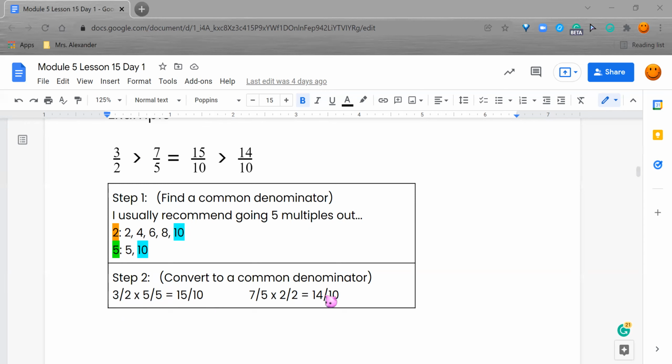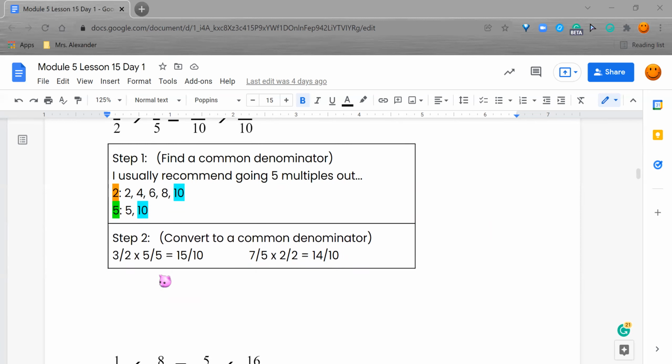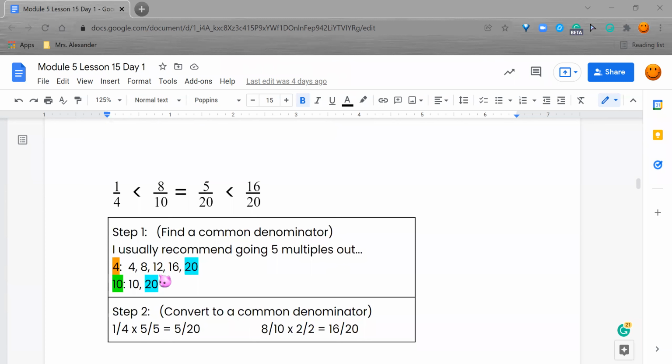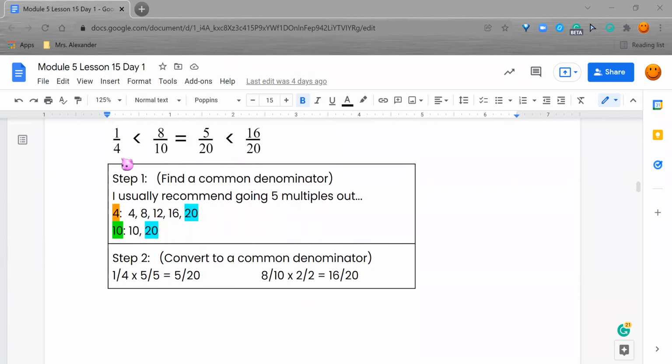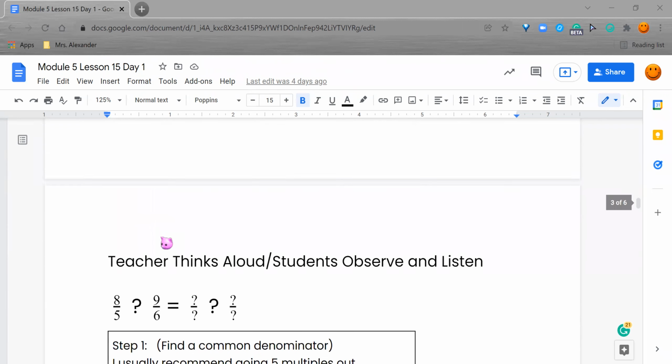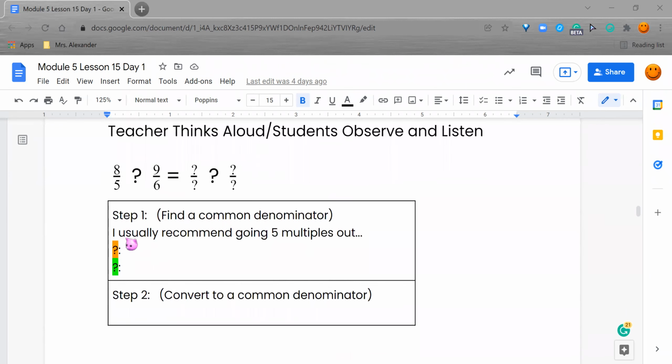And we did the same thing here. We found out 15 was bigger than 14. And I'm just going to jump down to the next one. The same thing here. We found our common denominator, and we did our steps to find out that 8/10 is bigger than a quarter. Now I'm going to get down here so we can do two more, and we're going to actually work these out together. We have 8/5 and 9/6.